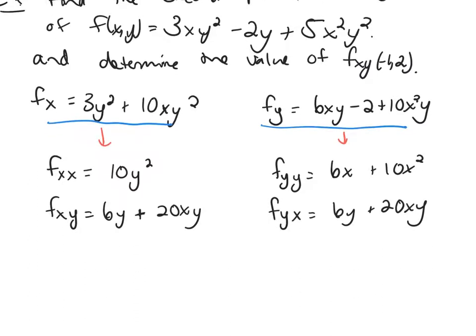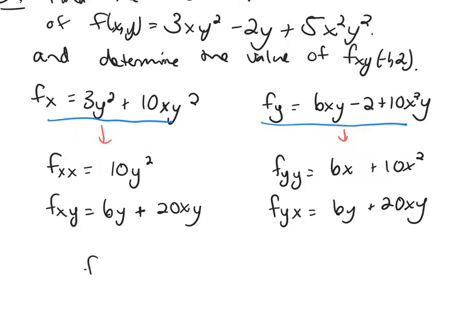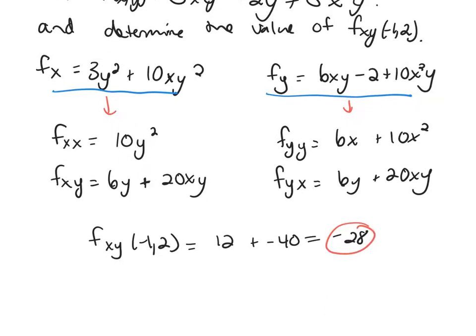And then I was asked to find fxy at negative 1, 2. So we're going to plug it in. You'll get 12 plus a negative 40, so negative 28. Now you might notice something that happened here. I didn't go into detail or mention it, but if you look right here, these were exactly the same.